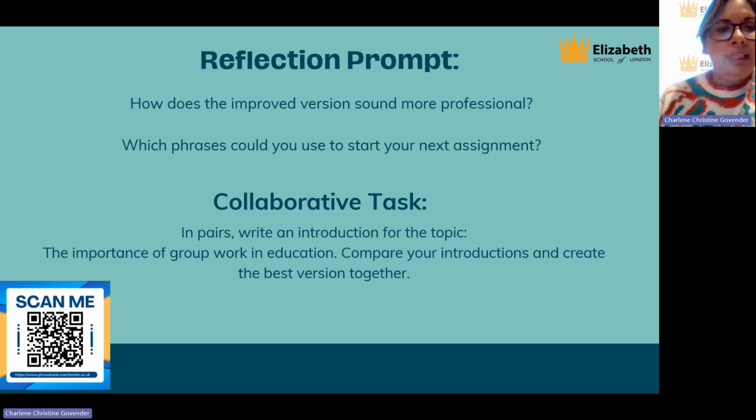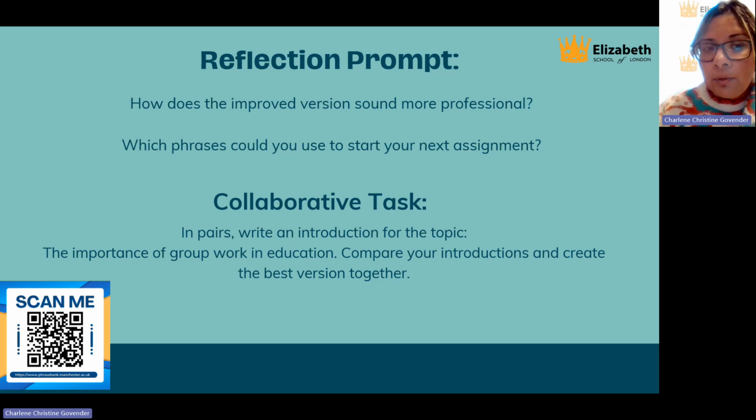Right, so let's have a big think about our reflections. So which version to you sounded more professional? And which phrases could you use to start your next assignment? Okay, so this is a collaborative task. If you have a friend or two and you want to work together to do this, please join in.